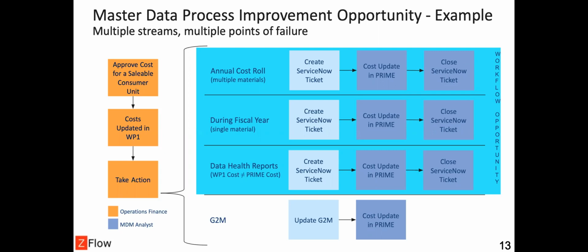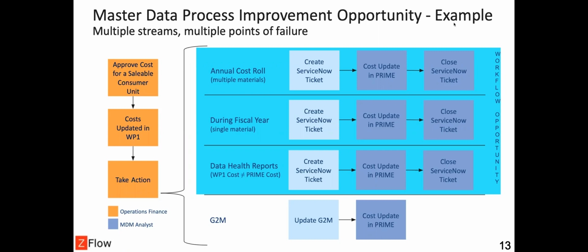One where each year we update all the costs, and then during the year we might have one or more materials that need cost updates, like new materials or something changed, that kind of thing. And then finally, we have a data health report that compares those two systems and tells the finance team if something doesn't match, and then they would have to go in and fix it, right? So these are the three processes that we were doing before.